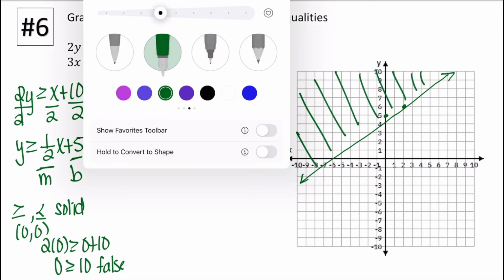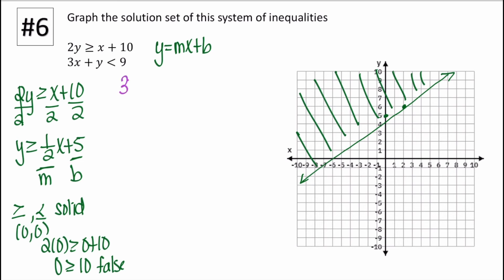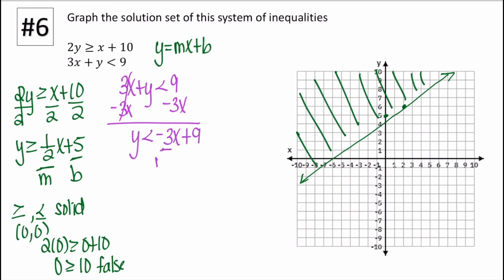So now I need to graph my next inequality. I have 3x plus y is less than 9. I'm going to subtract 3x from both sides to get the inequality into y equals mx plus b form. So I have y is less than negative 3x plus 9. So m is negative 3 and b is 9. So I'm going to plot this first point at 9.